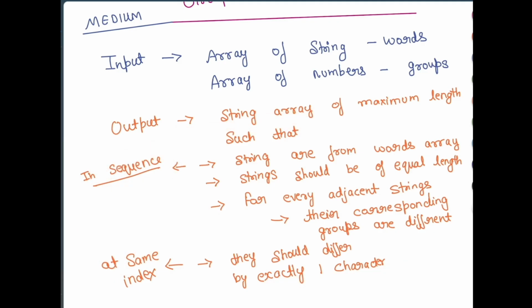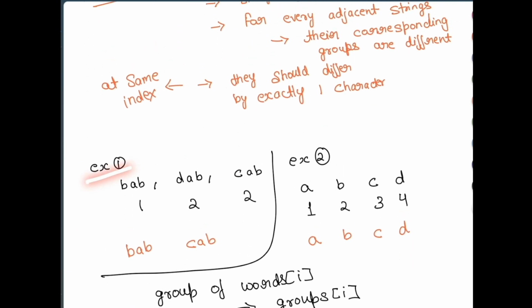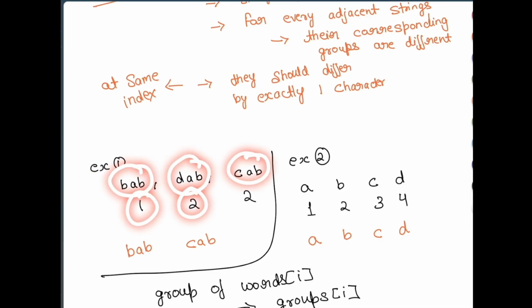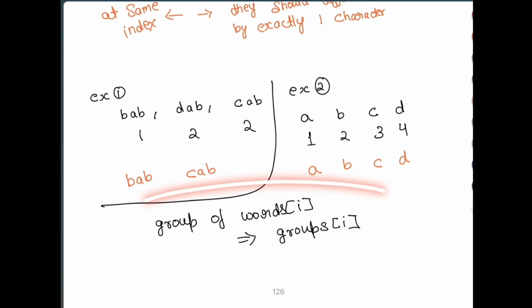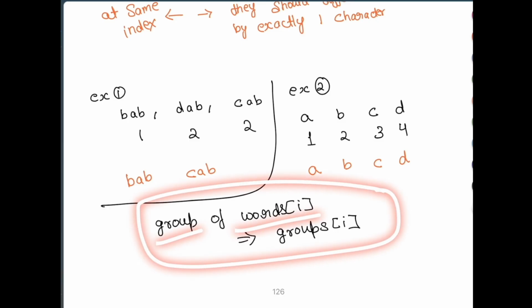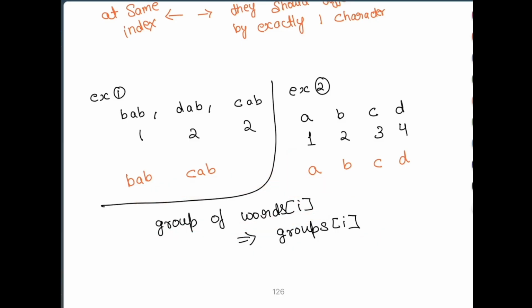Alright, let us try to understand it with a few examples. In example number 1, the given words array is BAB, DAB and CAB, and the given groups array is 1, 2, 2. Now first of all, you need to understand what the group of a particular word is. Basically it is this rule: the group of any word at index i is equal to groups of i.